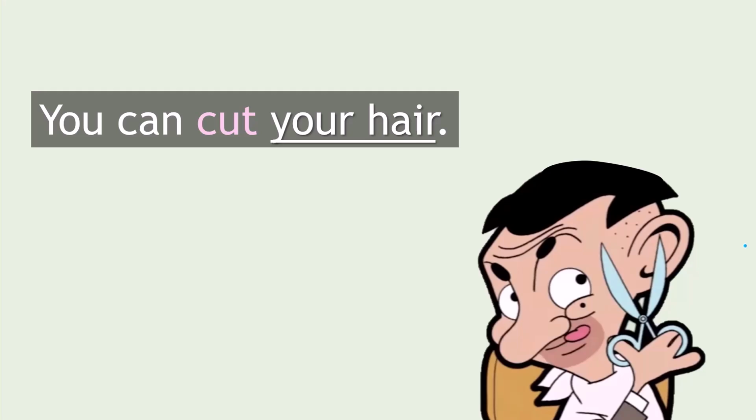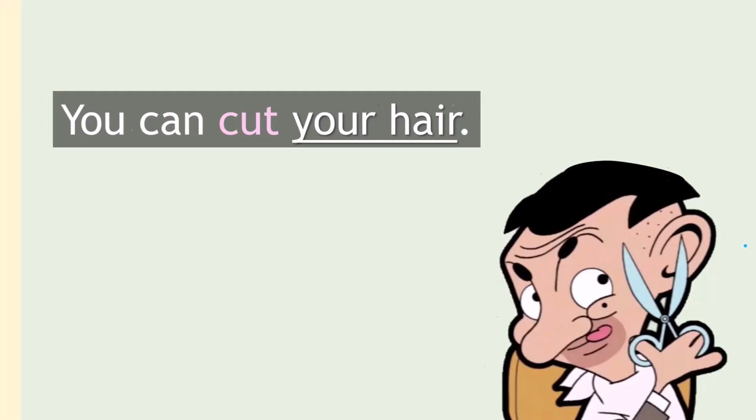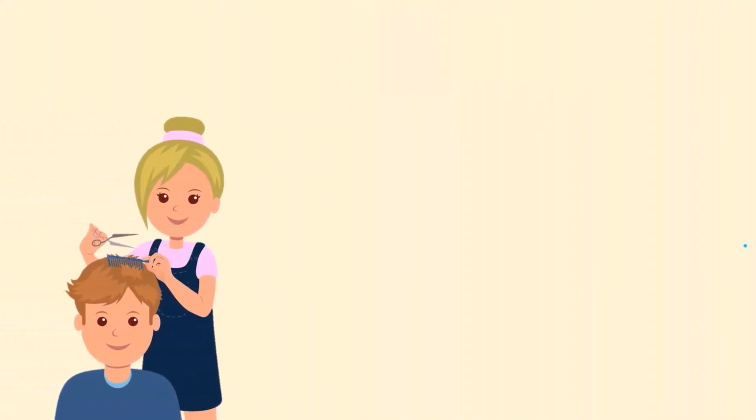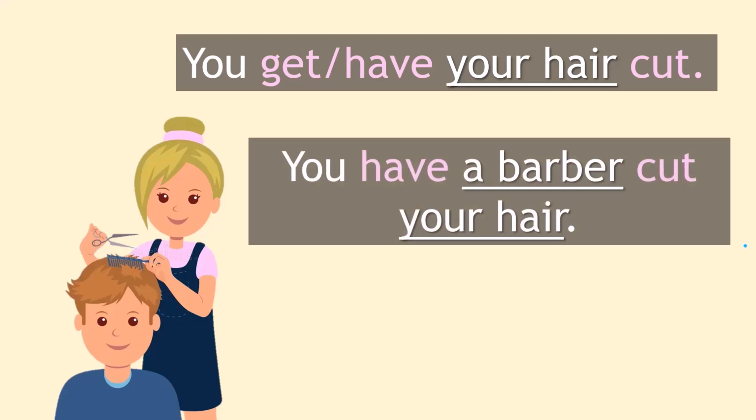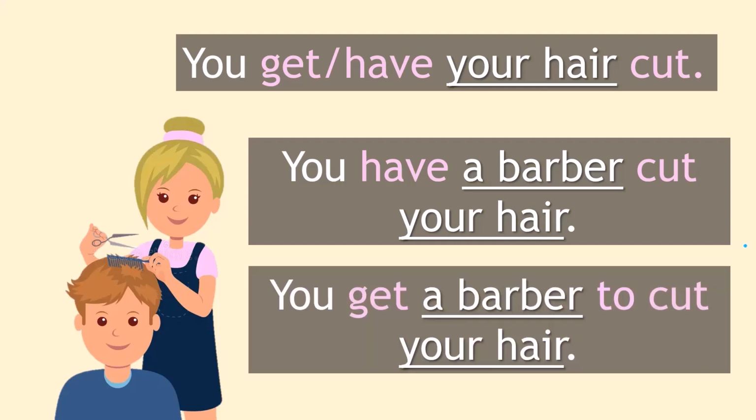Just like the thing Mr. Bean is doing in this picture. He cuts his hair himself. But when you get your hair cut, just like this picture, this woman cuts the boy's hair. You get your hair cut or you have your hair cut. We can say this sentence in two other forms. You have a barber cut your hair, or you get a barber to cut your hair.